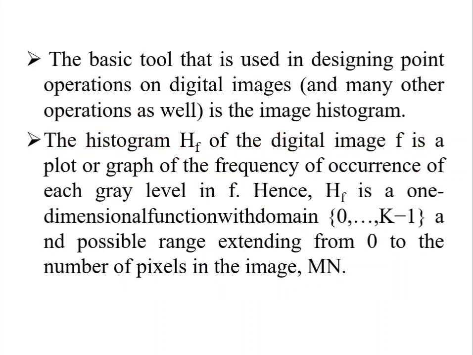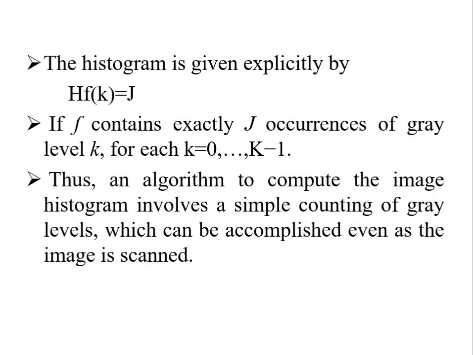is the image histogram. The histogram h(f) of the digital image f is the plot or graph of the frequency of occurrence of each gray level in f. Hence, h(f) is a one-dimensional function with domain 0 to K minus 1. A second possible range extending from 0 to the number of pixels in the image, M into N. The histogram is given implicitly by h(f_k) is equal to j.